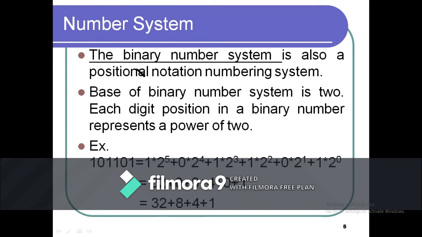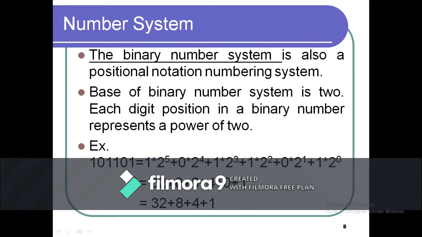Afterwards, the binary number system is also a positional notation numbering system. In the binary number system, there are only two digits. Each digit position in a binary number represents a power of 2. Meaning, how will the binary number system be noted? For example, here is the example 101101. How many digits are there? 1, 2, 3, 4, 5, 6.